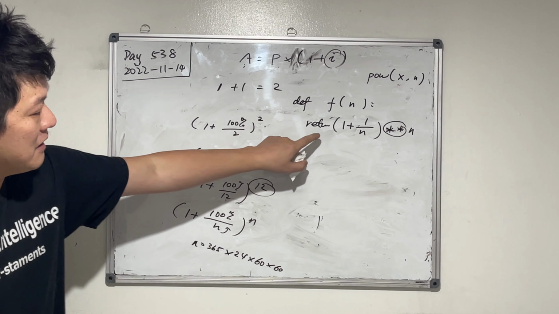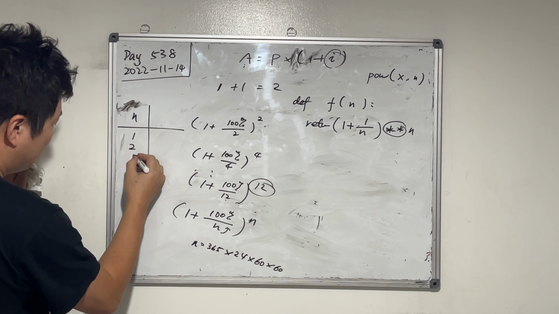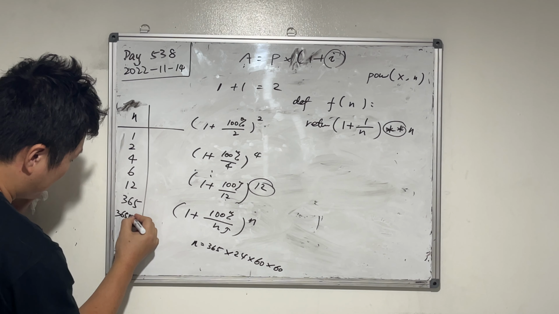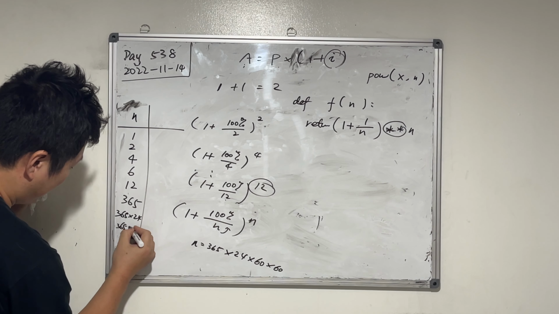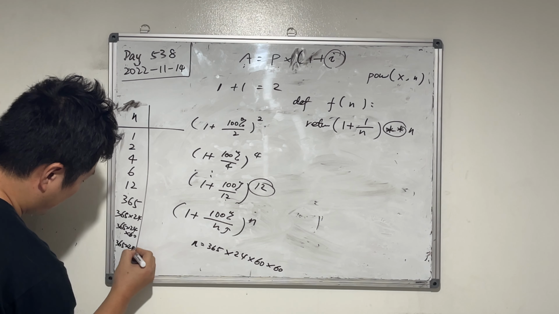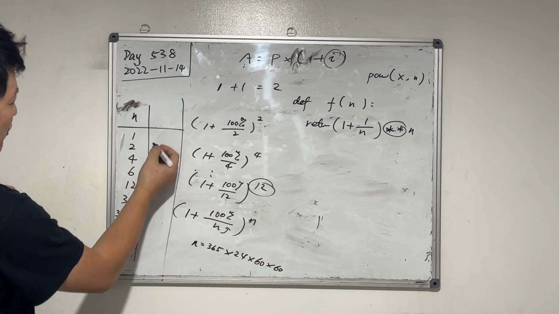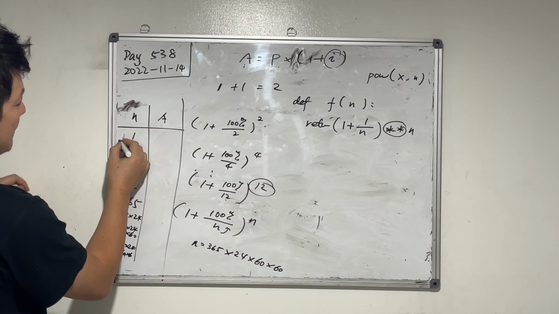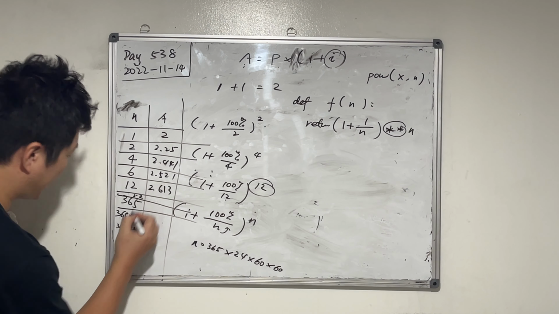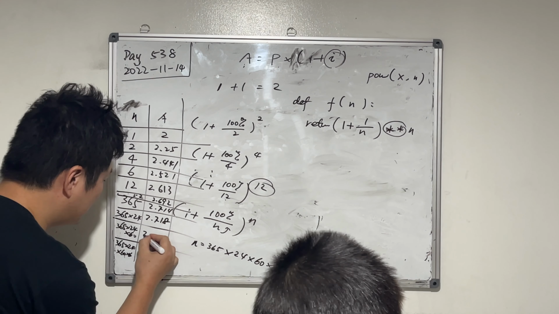So if we calculate that, what do we have? n equals 1, 2, 4, 6, 12, 365, 365 times 24, 365 times 24 times 60, and then 365 times 24 times 60 times 60. So what do we have with these values? That's 2. Is it increasing? 52 weeks. 2.692. 2.714. 2.718. 2.7182.